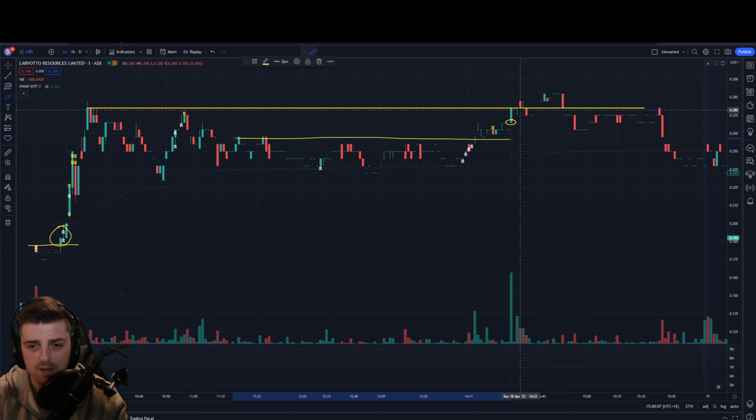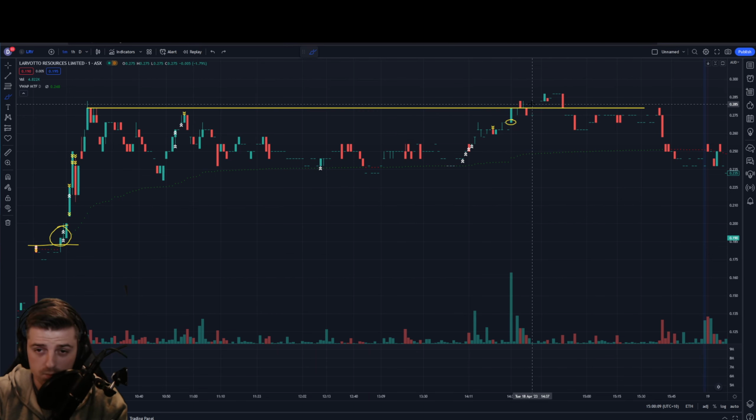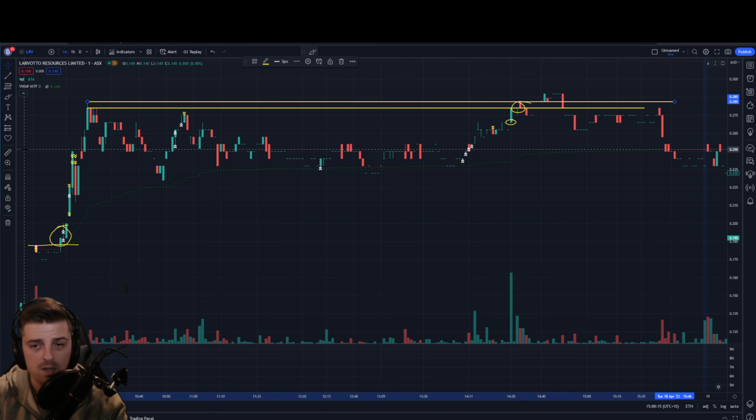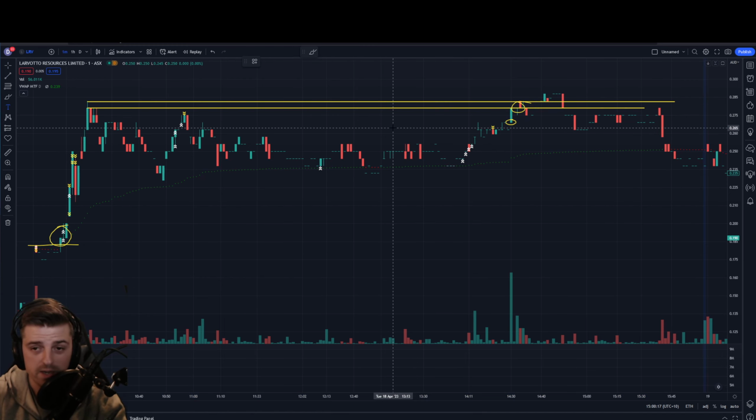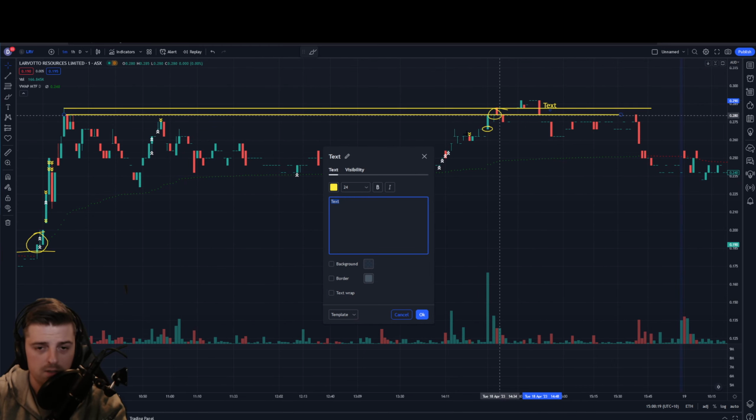Obviously you can see liquidity dries up once it breaks these highs. I guess you can say that these are actually the highs here. So you can see the liquidity has dried up. There's no move. Whoops.